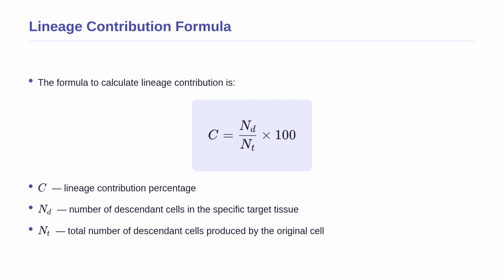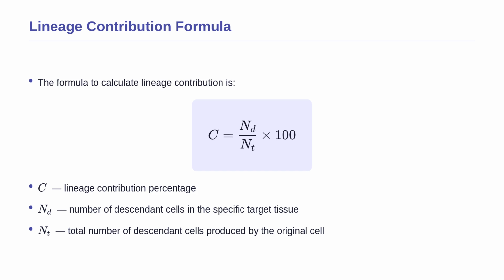The variable n sub d represents the number of descendant cells found in the specific target tissue, like the brain or the heart. The variable n sub t represents the total number of descendant cells produced by that original early cell across the entire body. We're simply calculating a fraction and turning it into a percentage.